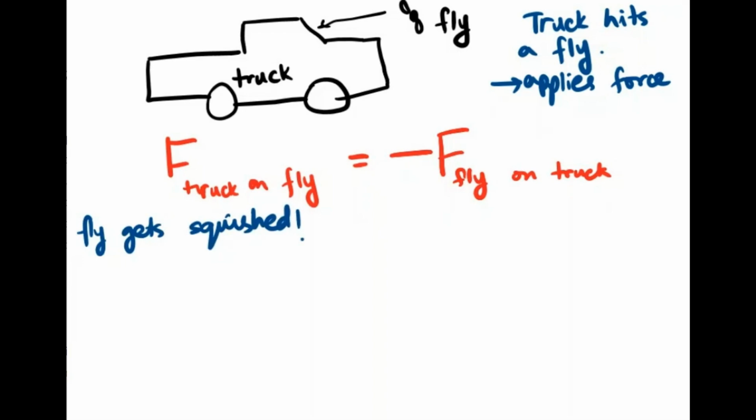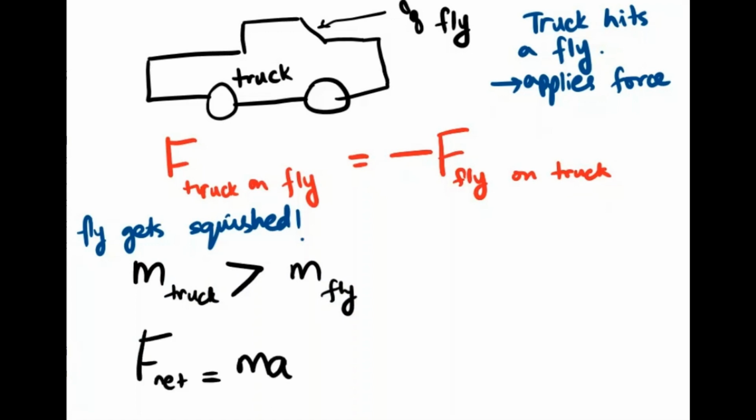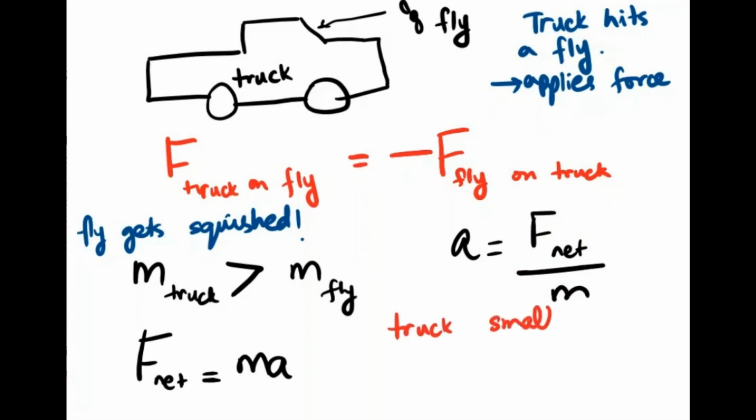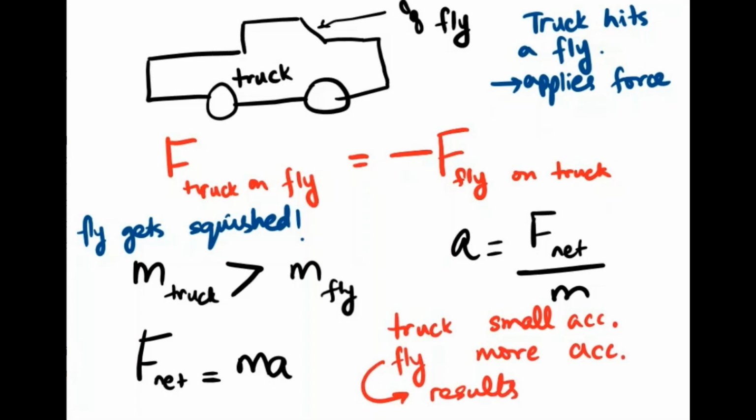And we know from Newton's third law that the force is going to be the same amount, but in the opposite direction. Now, if we want to understand what is happening, we can see that the truck's mass is much larger than the mass of the fly. They're very different masses. Newton's second law says that the net force is the product of the mass and acceleration. The truck's acceleration is going to be very small because of the bigger mass, and the fly's acceleration is going to be huge because of the smaller mass. And because of the bigger acceleration, the result is that the fly gets squished.